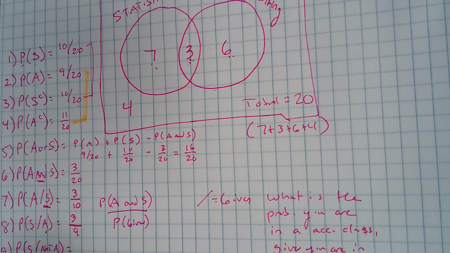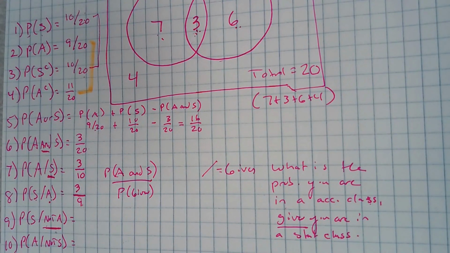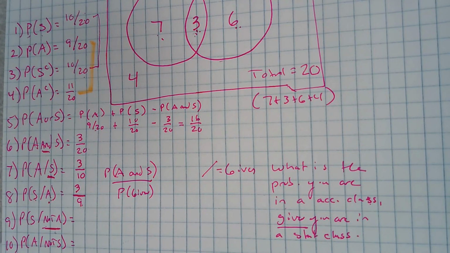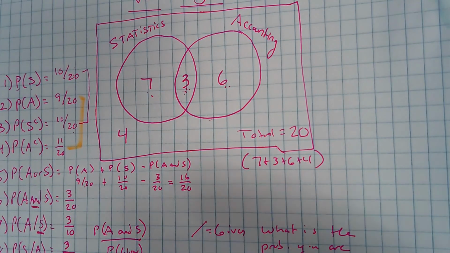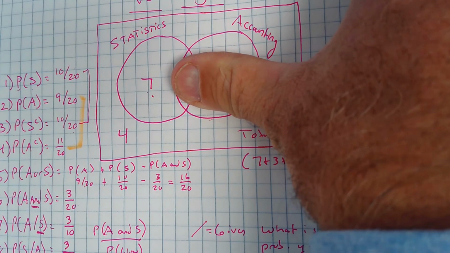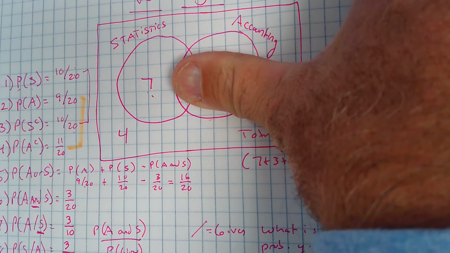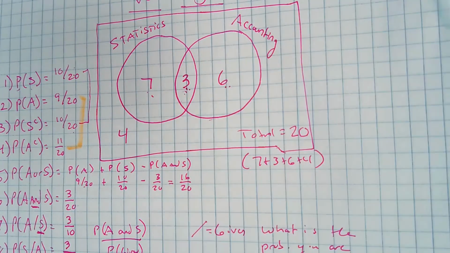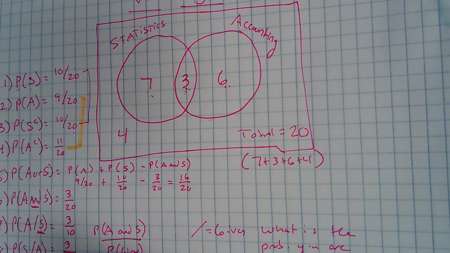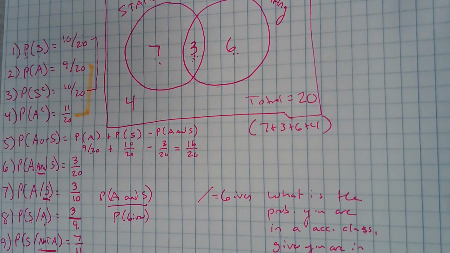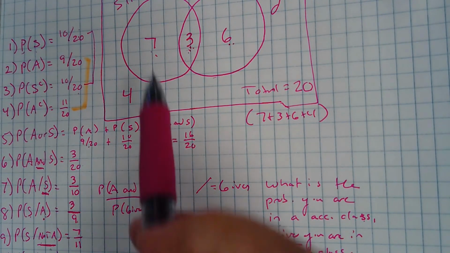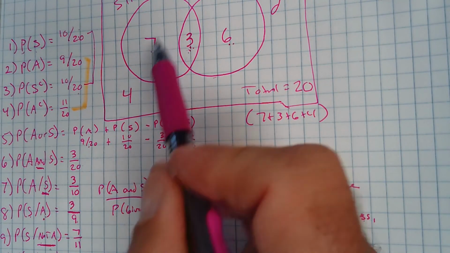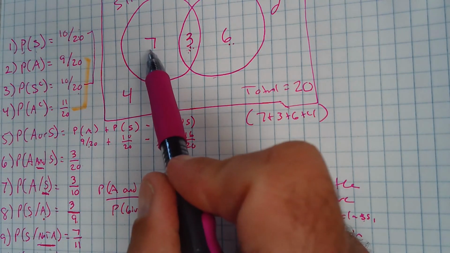Now for number 9, the probability that you are in a stat class given you are not in an accounting class. That's the given condition. If I'm not in an accounting class, I'm going to cover up the accounting circle, and there are 11 people who are not in an accounting class. Of those 11 people, how many of them are also in a stat class? Well, 7 of them.